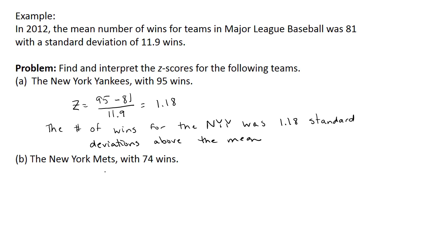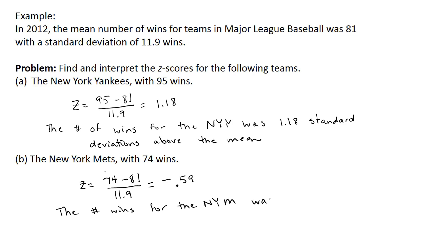For the New York Mets, who only had 74 wins, their z-score is 74 minus the mean divided by the standard deviation. That comes out to be negative 0.59. That means that the number of wins for the New York Mets was 0.59 standard deviations below the mean.